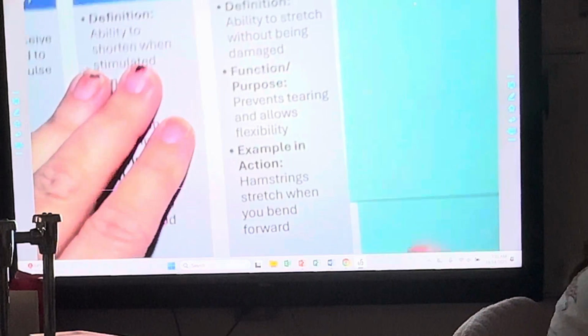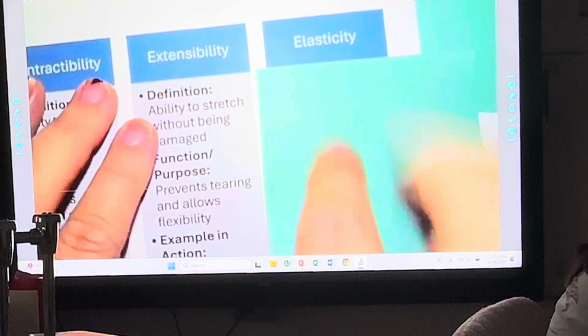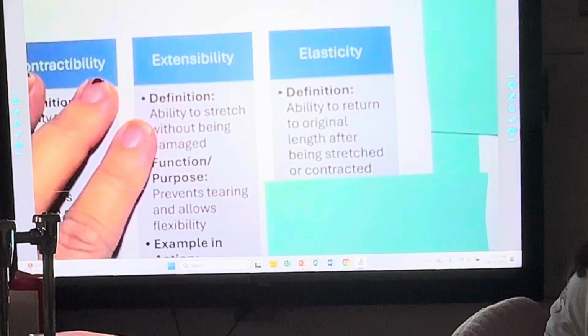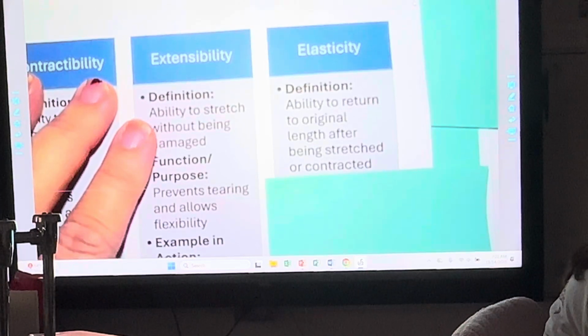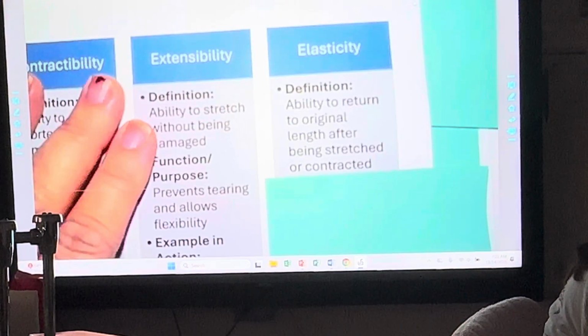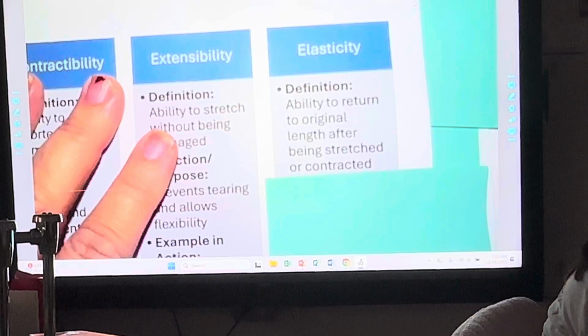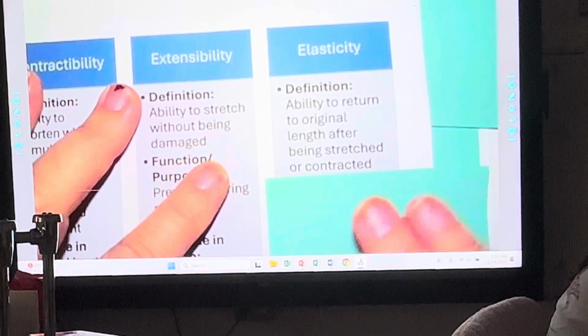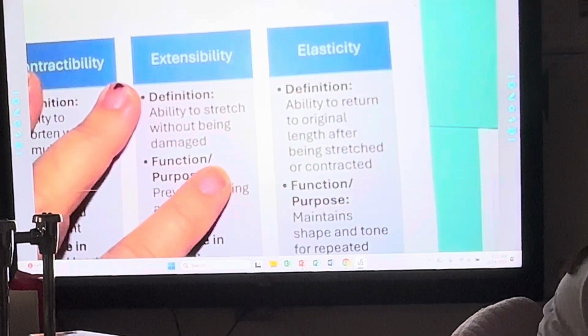Okay. And our last characteristic is elasticity. And this is the ability to return to original length after being stretched or contracted. So after it has stretched out or it has contracted, we've got to be able to go back to where it was.